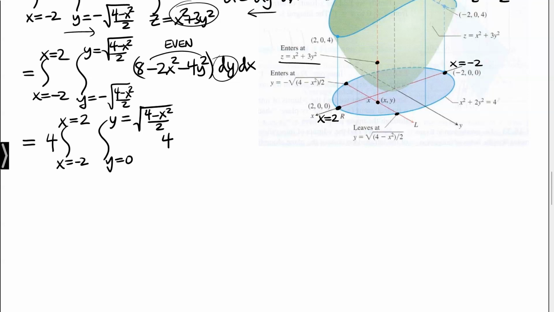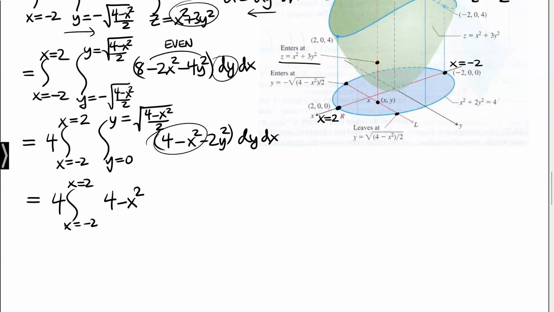And we're only integrating 4 minus x squared minus 2y squared, which is a little bit nicer, dy dx. Again, you don't have to do that, but it's just going to make things a bit cleaner. All right, so let's integrate with respect to y. We got 4 minus x squared. That's all a constant. So all of this is just going to integrate to 4 minus x squared times y, and then minus 2y cubed over 3.